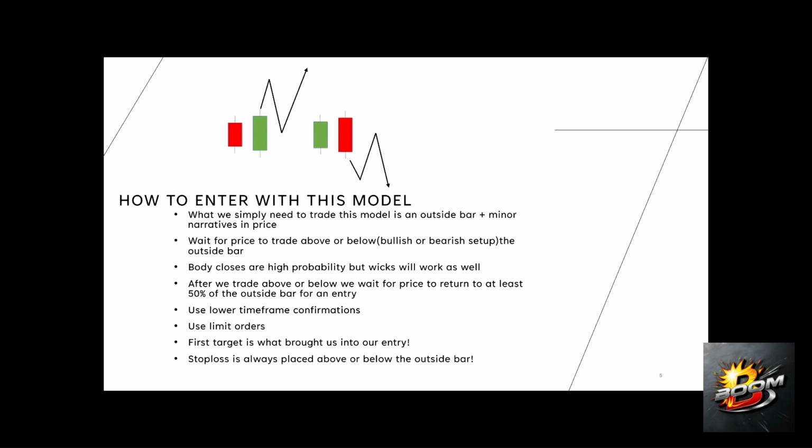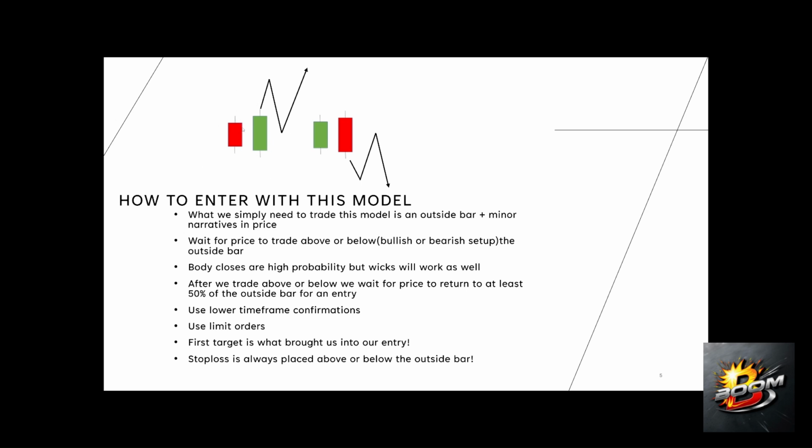All we do is find our outside bar, right? If we're a bullish setup, we need a bullish outside bar. We wait for price to trade above our outside bar. We wait for price to come back into 50%. And then when we're at 50%, we're looking for limit entries or market orders on buy stops back out. Our first target is always going to be the swing high that brought us into our outside bar.